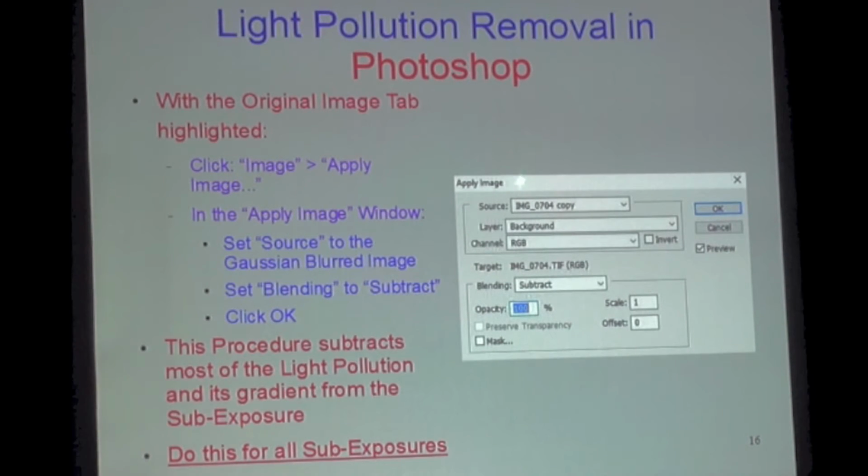In this window, there's a source image. That's your Gaussian blurred and dimmed image. Okay? That's going to be the source to subtract from the original image. You click this down arrow and select Subtract. Okay? Once you've done that, you click OK, and you're going to end up with an image with roughly most of the light pollution subtracted.